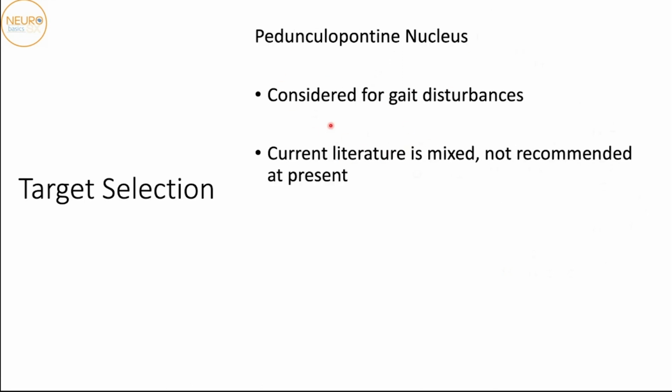Another target which has been considered for DBS in PD is pedunculopontine nucleus. As we have discussed in the previous seminar, it is considered predominantly for gait disturbances, but the current literature on the pedunculopontine nucleus is mixed, and currently it is not recommended at present.